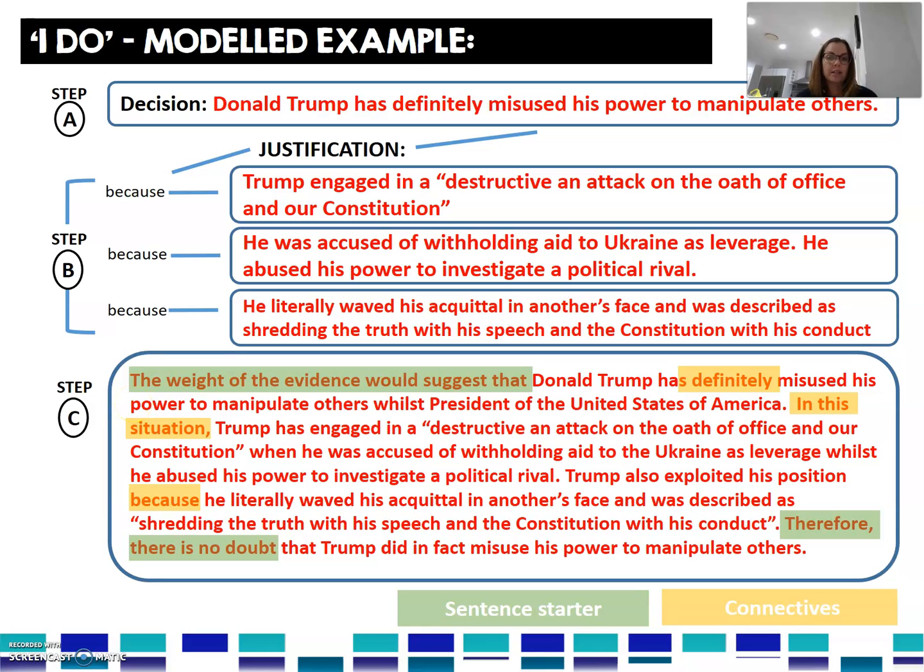In this situation, Trump has engaged in a destructive, wow, good English, Miss Mason. Yep, you can fix that up. Destructive attack on the oath of office and our Constitution, when he was accused of withholding aid to the Ukraine as leverage whilst he abused his power to investigate a political rival. Obviously, we need some grammatical accuracy there. Oops. Trump also exploited his position because he literally waved his acquittal in another's face and was described as shredding the truth with his speech and the Constitution with his conduct. Therefore, there is no doubt that Trump did in fact misuse his power to manipulate others.